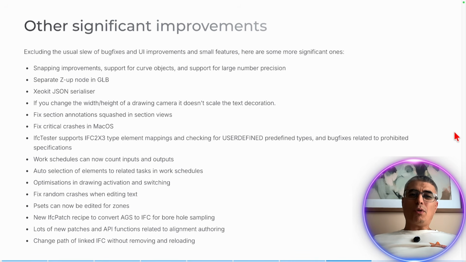Snapping improvements, support for curve objects and support for large number precision. Separate Z-up node in GLB. XeoKit JSON serializer. If you change the width, height of a drawing camera, it doesn't scale the text decoration. Fix section annotations squashed in section views. Fix critical crashes in macOS.